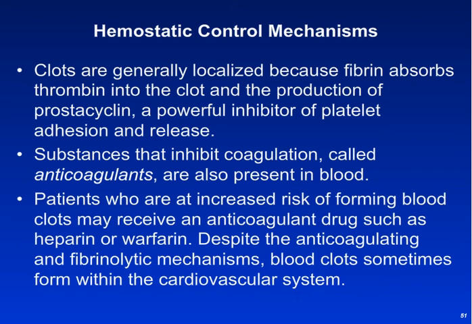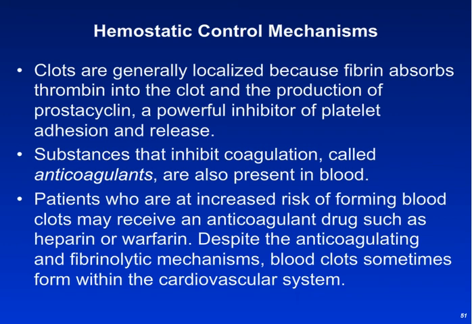So clots tend to be localized because fibrin absorbs thrombin, and remember, thrombin was the enzyme that is used to convert fibrinogen into fibrin. In addition to that thrombin being absorbed by the clot, it will also produce something called prostacyclin, which is a powerful inhibitor of platelet adhesion and release. Anything that inhibits coagulation is called an anticoagulant.